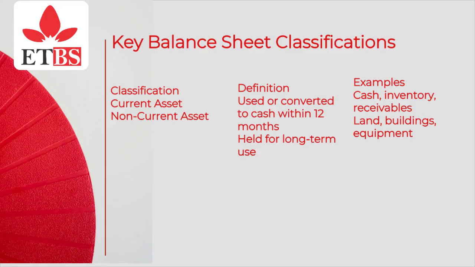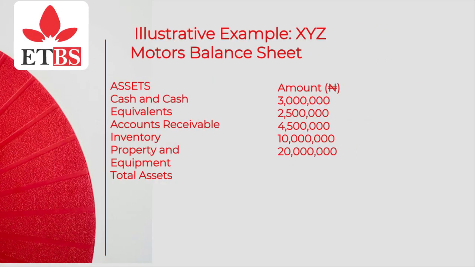3. Non-current liability: obligations beyond 1 year. Loans, bonds payable. Illustrative example, XYZ Motors balance sheet as of December 31st, 2024. In this course, we will be using assets and amount in naira in our table for today. 1. Cash and cash equivalents 3,000. 2. Accounts receivable total 500,000. 3. Inventory 4,500,000. 4. Property and equipment 10,000. 4. Total assets 20,000.